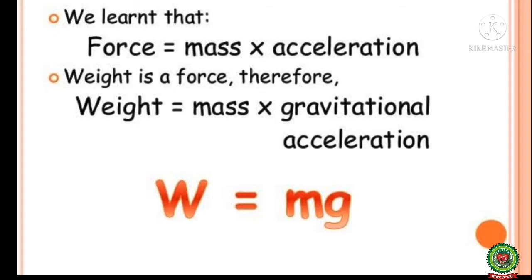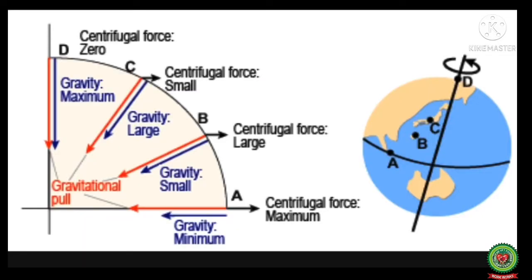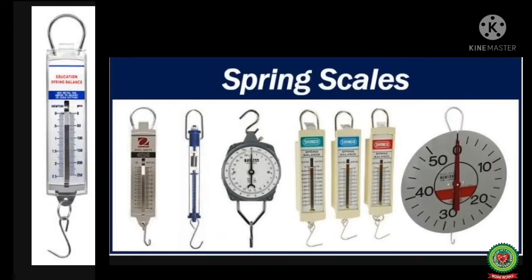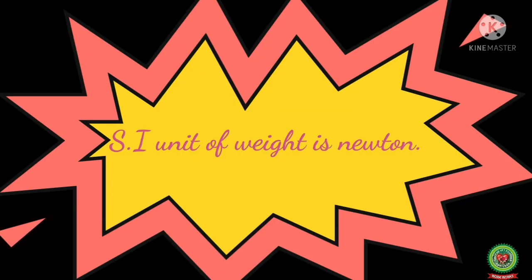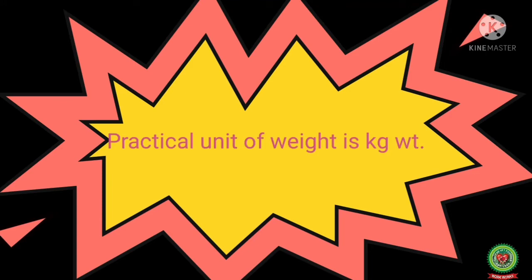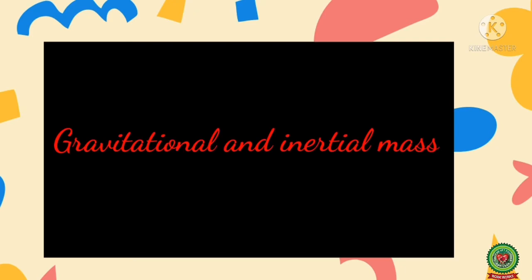As the value of g varies from place to place, so weight also varies. Weight is a vector quantity. It is measured by a spring balance and its SI unit is Newton. The practical unit of weight is kilogram weight. Let's start with new terms: gravitational and inertial mass.